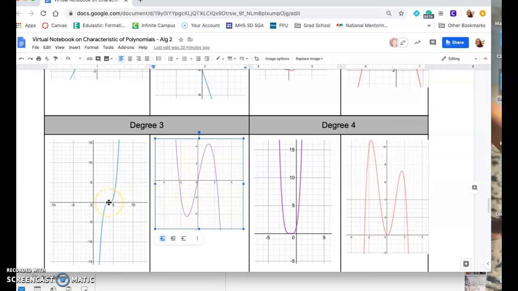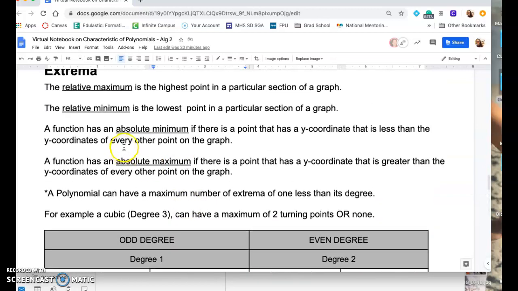This is not a turning point because the graph doesn't change from increasing to decreasing. So extrema only occur when your graph changes from decreasing to increasing or from increasing to decreasing. So you have to be careful, on the graph this is not an extrema. Okay, and then you have absolute minimums and maximums.